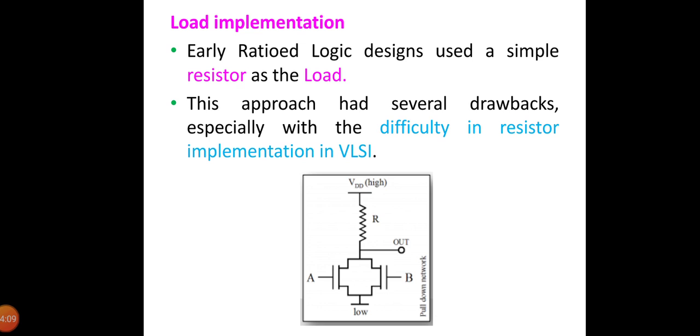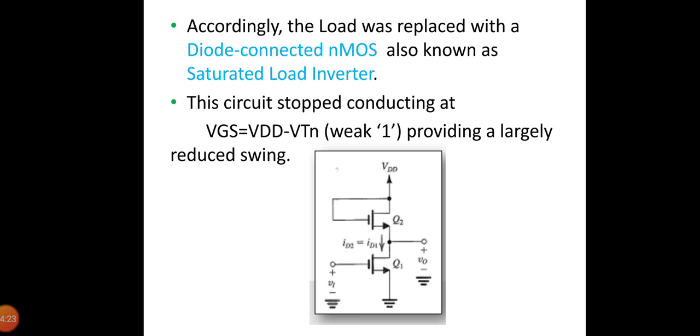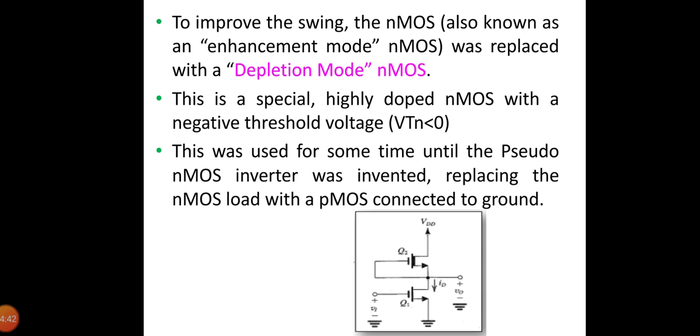And the load can be implemented in a number of ways. Earlier, ratioed logic designs used only a simple resistor as the load. This approach has several drawbacks, especially the difficulty of resistor implementation in VLSI, which may produce heat. Accordingly, the load was replaced by a diode-connected NMOS transistor, also known as a saturated load inverter. This circuit stopped conducting at VGS equal to VDD minus VTN, addressing weak 1, providing a largely reduced swing.